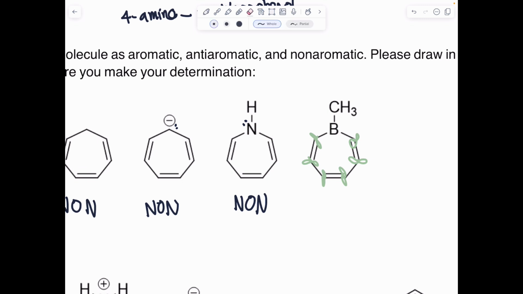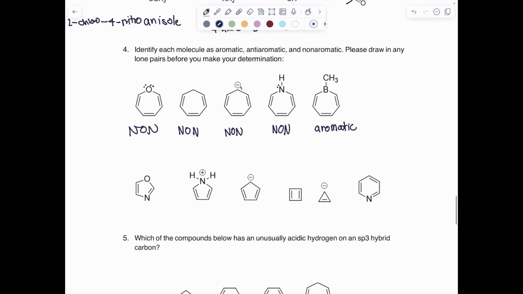However, if you look where boron is on the periodic table, you can see that boron has a formal charge of 0 when there are only 6 electrons. That means there are only 6 pi electrons total in this conjugated system, which meets the rules for aromaticity, and there's an empty p orbital on every atom within the ring, so this is an aromatic molecule.